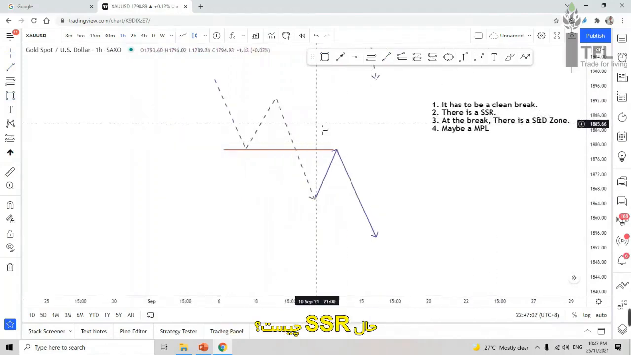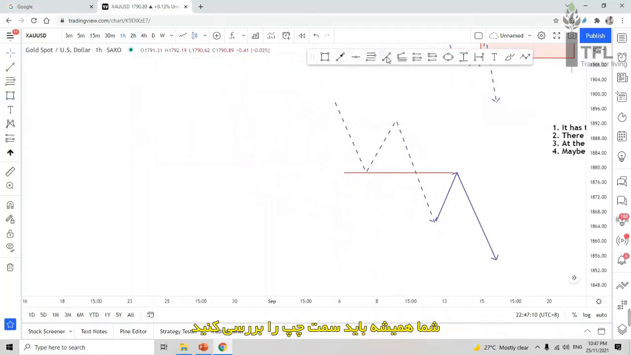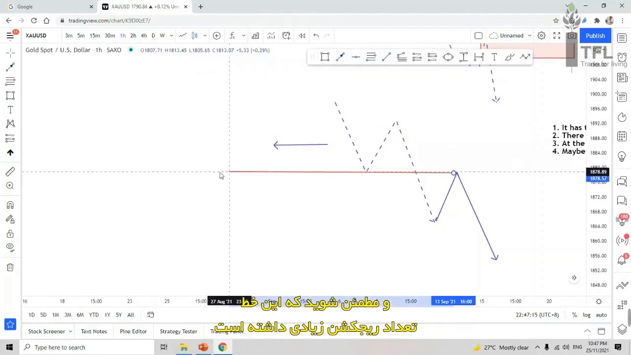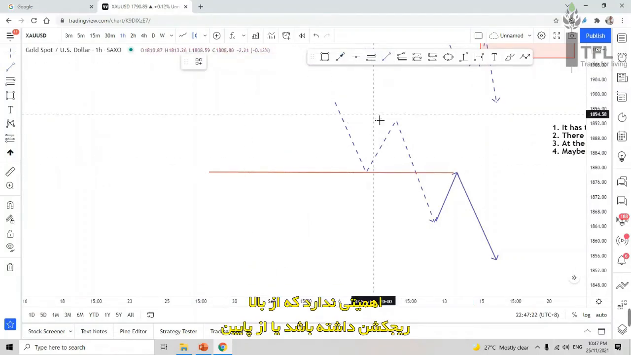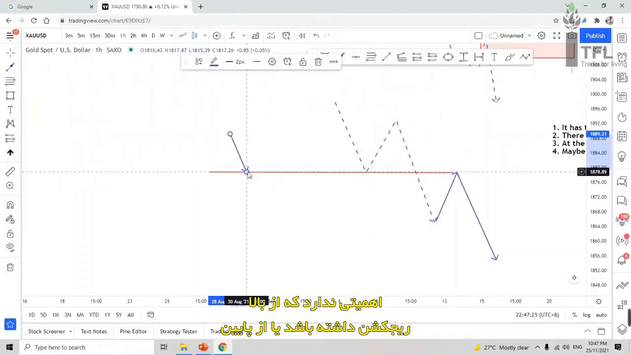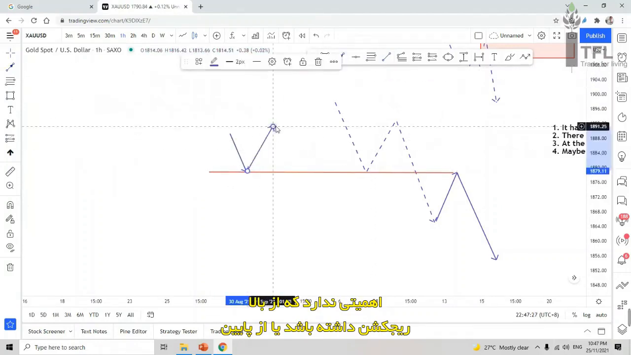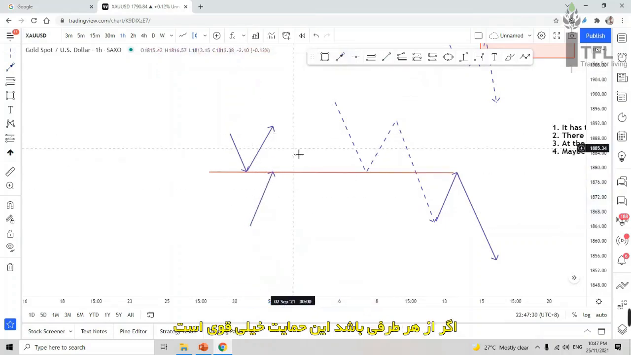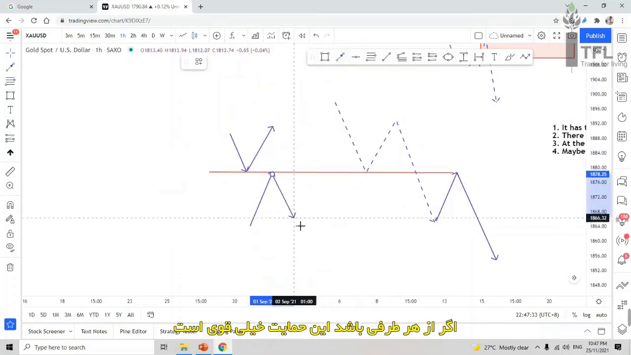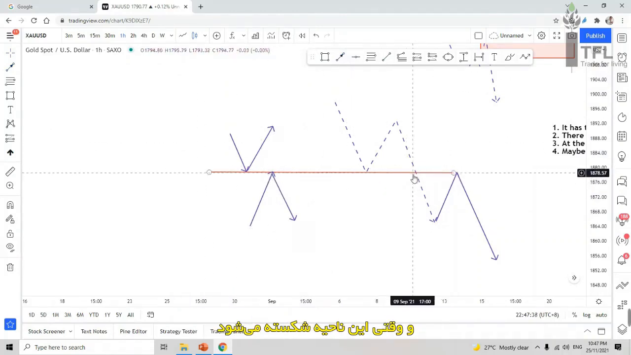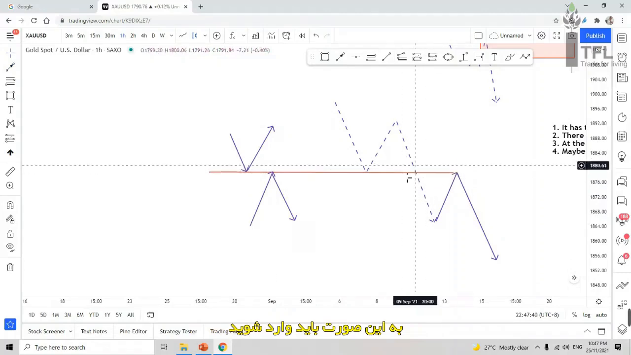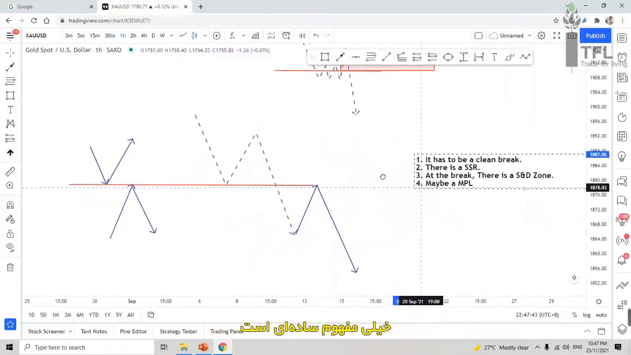So what is SSR? You need to look to the left. Always need to look to the left and make sure that this line, this support over here, has a lot of rejection. Rejection from where? It does not matter whether it's from the top or from the bottom. If it rejects both ways, then this is a very, very strong support line. And when it breaks and has a zone, that is how you go into this entry. So it's very easy to define, easy to understand.